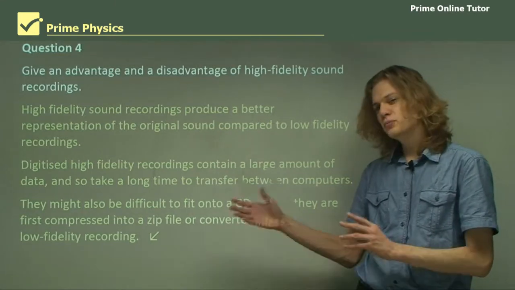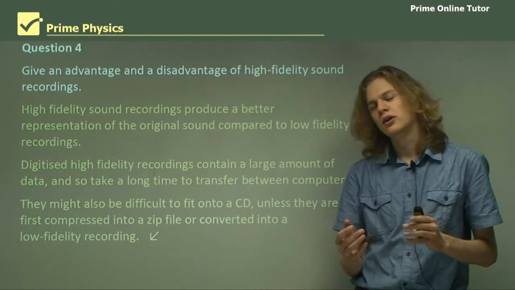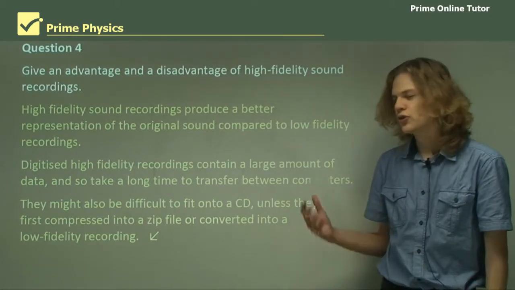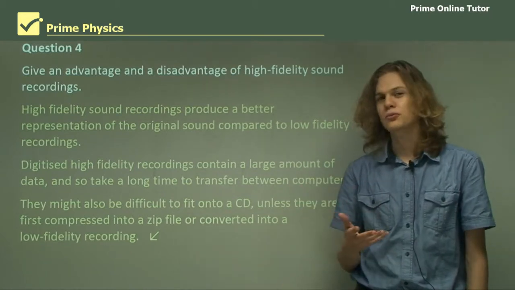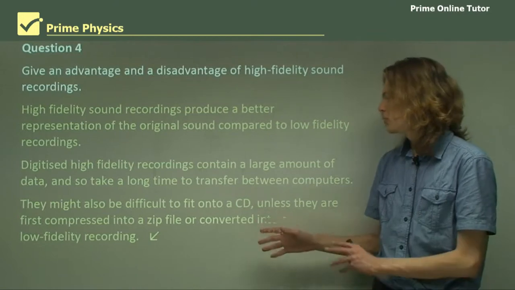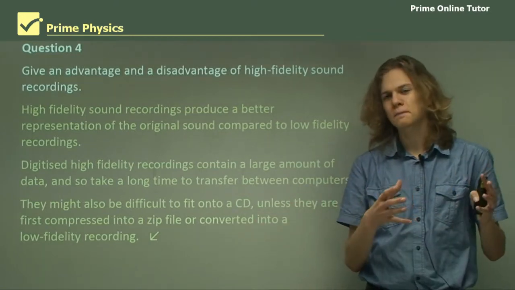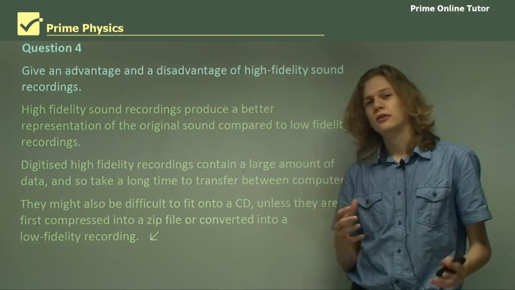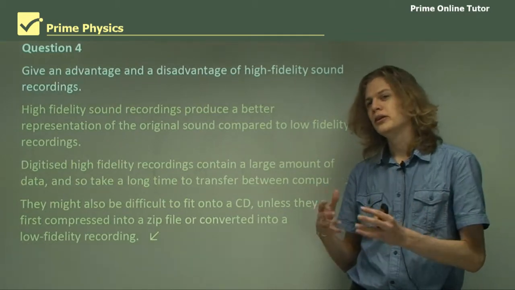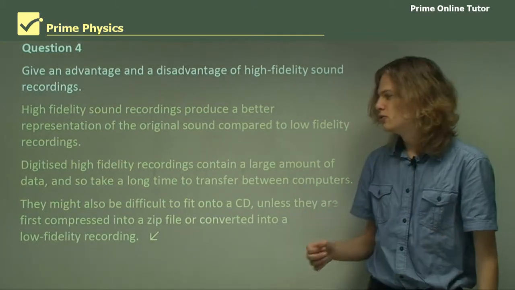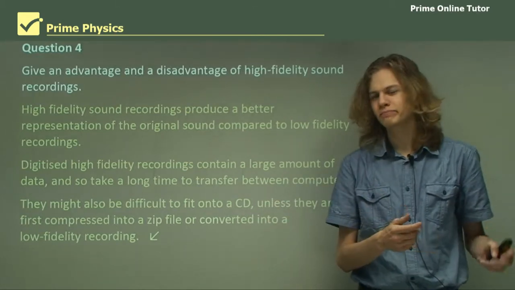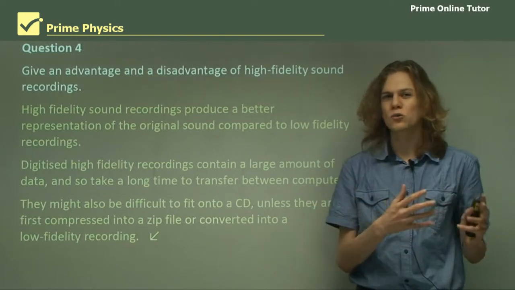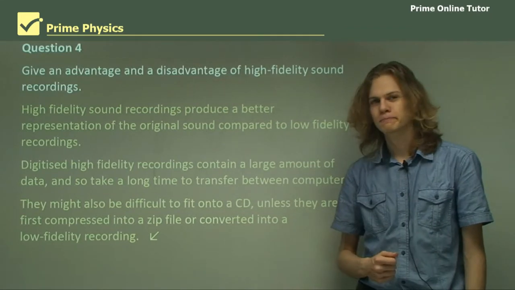So it is possible, even if we have a high fidelity recording, to compress it using particular computer algorithms. And so that might look like a zip file or an MP3 recording. Both of these, though, will remove a small amount of the data in order to compress it better. So although it is possible to fit a lot of, for example, MP3 files on a CD and only a small number of raw wave data, the MP3 recordings won't be quite as high quality as the raw wave data.